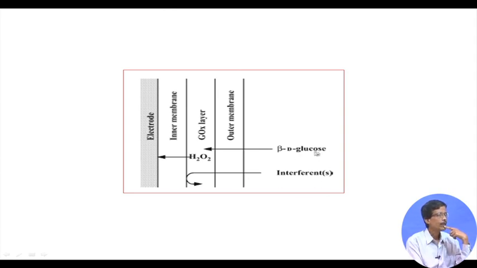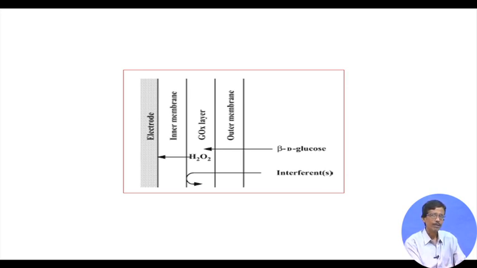So, this particular glucose is going through the semi-permeable outer membrane, it is passing through this, and your interferents are getting rejected. We do not allow the interferent, because otherwise everything will be a hodgepodge. So, you reach the GOX layer. GOX is nothing but your glucose oxidase. The enzyme is your glucose oxidase. So, the enzyme is being trapped there. The enzyme cannot move away.